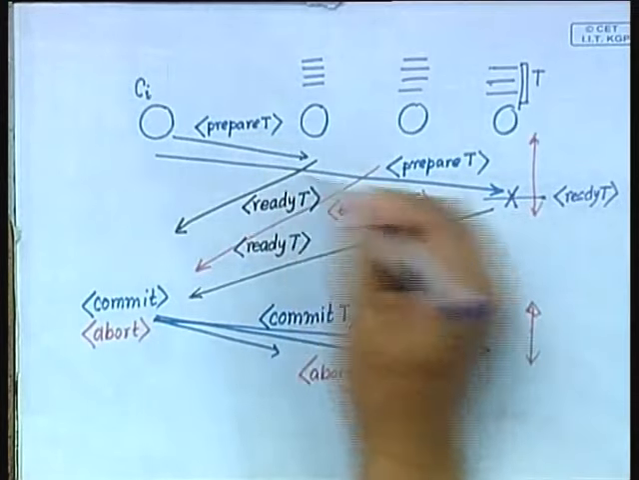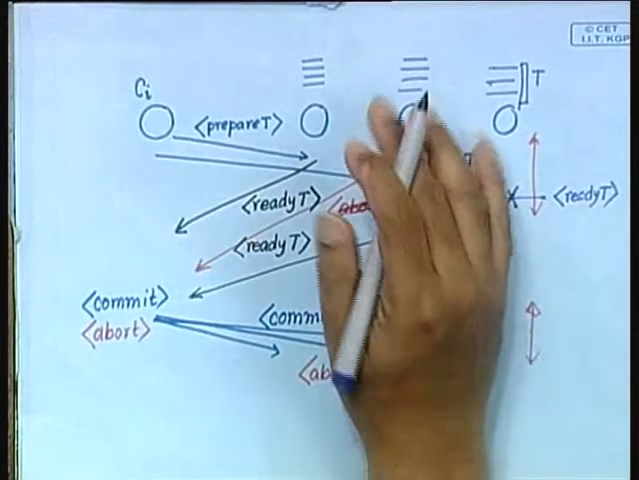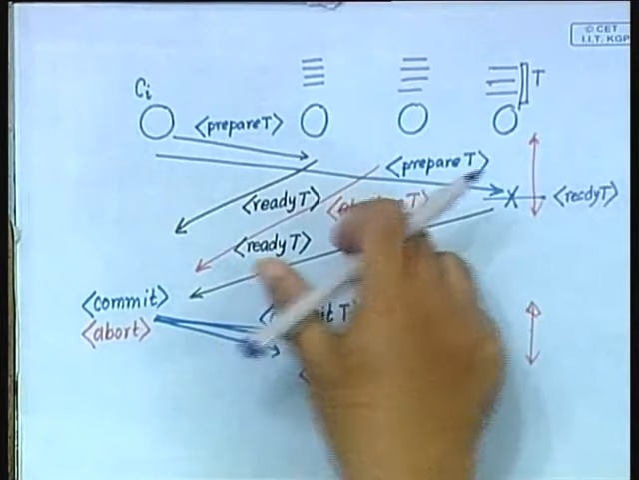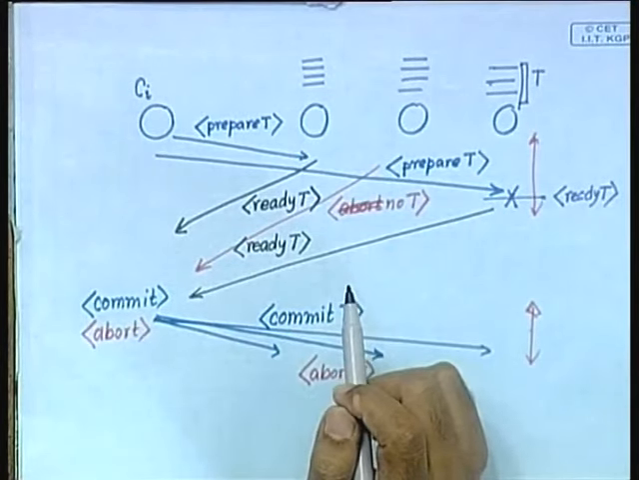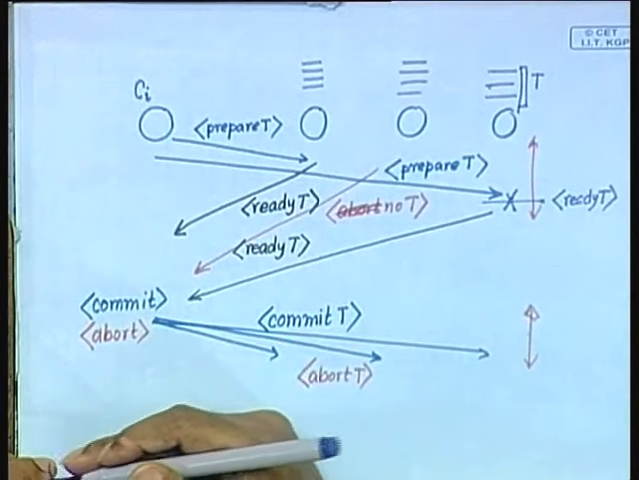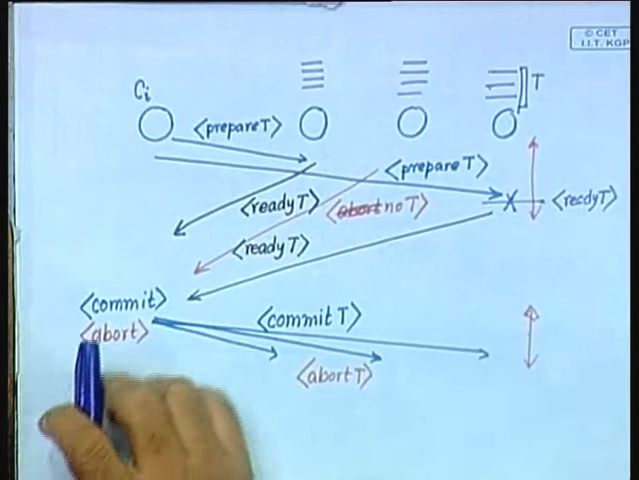The other nodes, when they get a prepare T, decide whether or not they can commit and accordingly write a ready T or no T in their record, and then communicate the message to the coordinator. No, it is not atomic. When it gets the prepare T message, it takes a decision locally and records that decision before responding to the coordinator. Between getting the prepare T and recording its local decision, it can fail. It can also fail after it has recorded its decision but not yet sent it back to the coordinator. Do you get it?